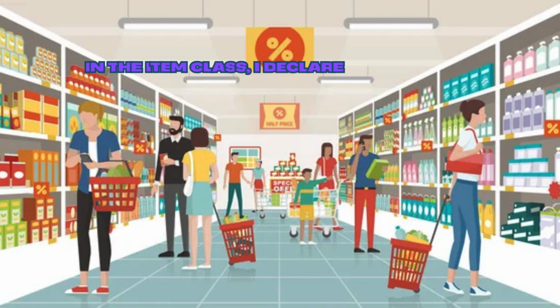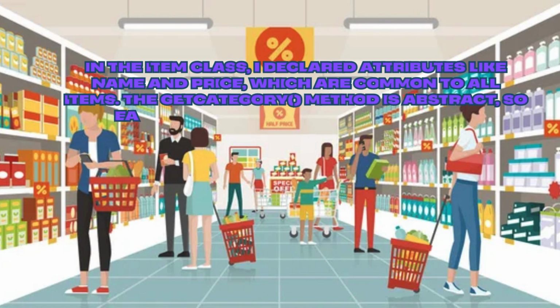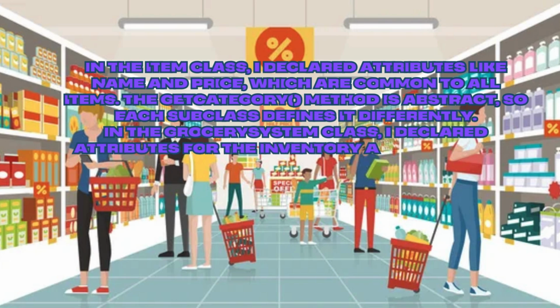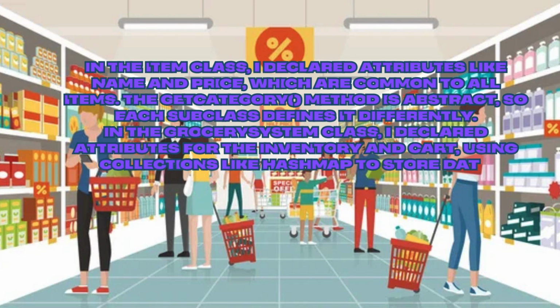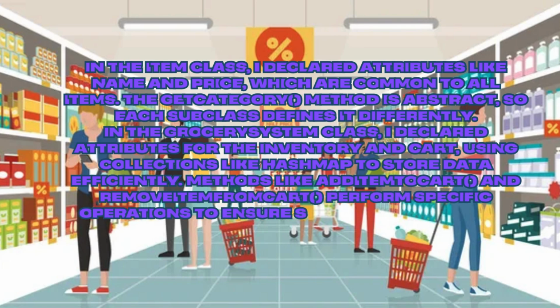In the item class, I declared attributes like name and price, which are common to all items. The getCategory method is abstract, so each subclass defines it differently. In the grocery system class, I declared attributes for the inventory and carts using collections like HashMap to store data efficiently. Methods like add item to cart and remove item from cart perform specific operations to ensure smooth functionality.